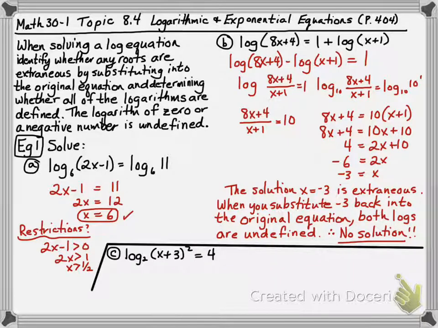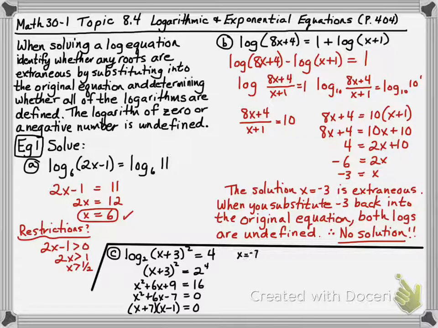In C, we have log base 2 of (x plus 3) squared equals 4. That means that (x plus 3) squared has to equal 2 to the power of 4. Now you can expand it and simplify it, and you get x squared plus 6x plus 9 is equal to 16, or x squared plus 6x minus 7 is equal to 0. And you can factor that using the sum product method, and you're going to find that x plus 7 times x minus 1 is going to equal 0.